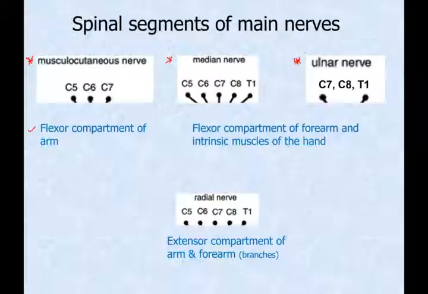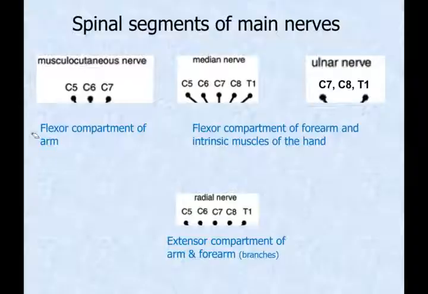Now the median and ulnar nerves supply the flexor compartment of the forearm and the intrinsic muscles of the hand. Details of which nerve supplies which muscles you should know by now, but we will partly touch on them during this lecture. Then the 4th nerve is the radial nerve. It supplies the extensor compartment of the arm and the forearm. It does not supply intrinsic muscles as such, because all the intrinsic muscles are supplied by the median and ulnar nerves, if I remember correctly. So remember this point. That is the first thing you need to remember about the main nerves supplying the upper limb. Then when it comes to segments, it's easy to remember.